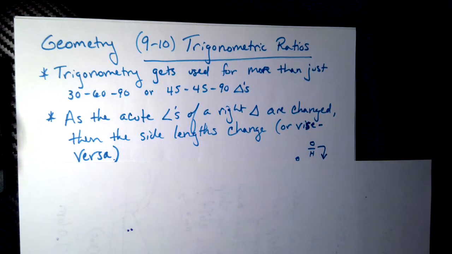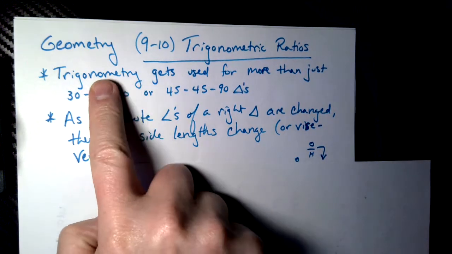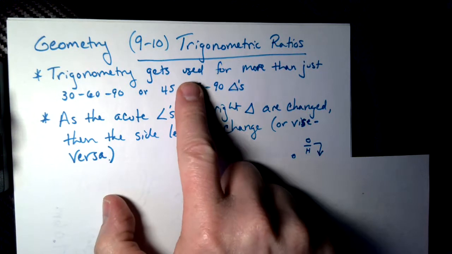So get out a pen or pencil. You guys have the ability to pause it at any point to catch up with the notes. So Geometry 9-10, trigonometric ratios. In trigonometry, we use it a lot.